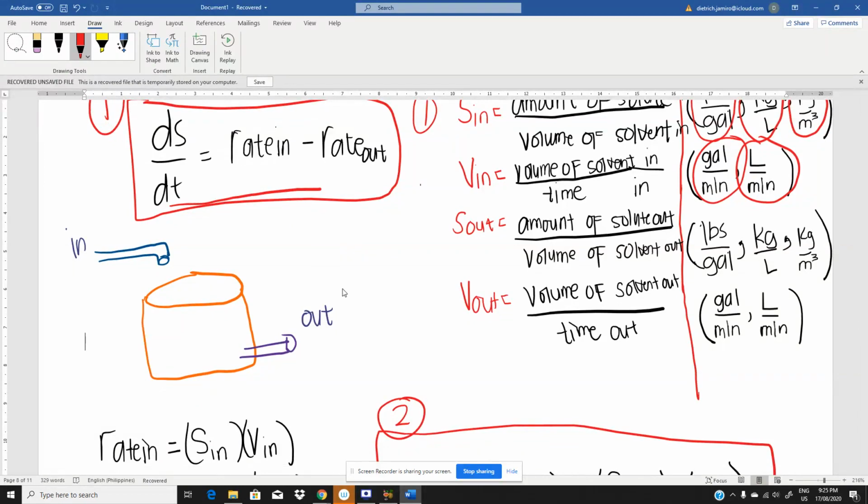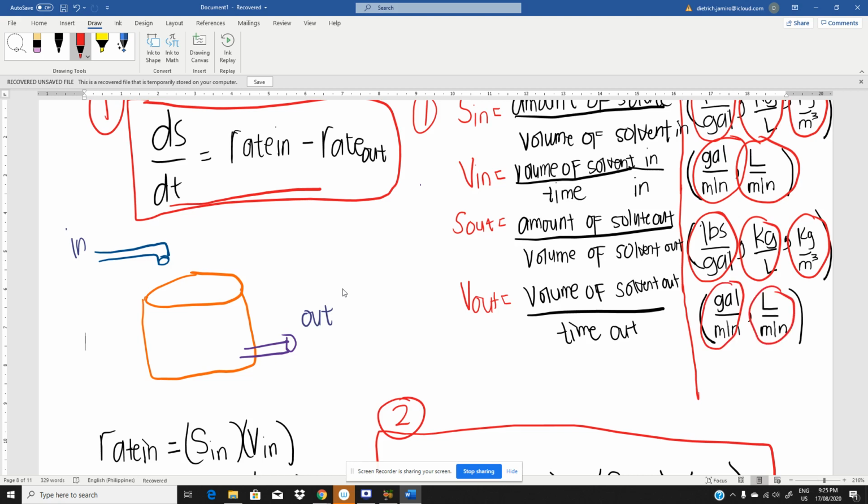And then the second one is S out. S out is equivalent to amount of solute out over volume of solvent out. So the units are also the same as S in: pounds per gallon, kilograms per liter, and kilograms per cubic meter. And also, V out is equivalent to the volume of solvent out over time out, and it has the same units as V in, which are gallons per minute and liters per minute.